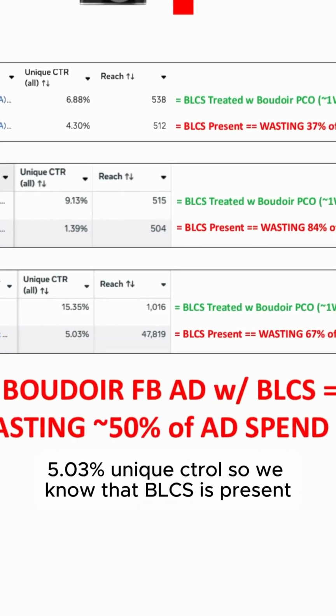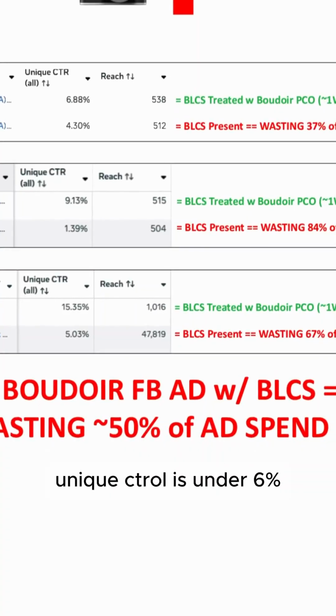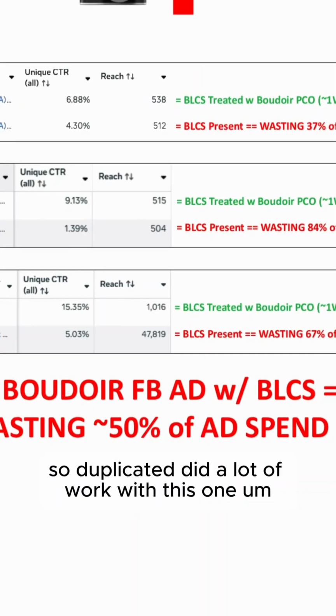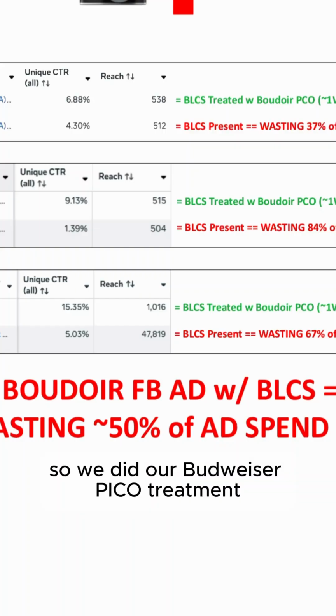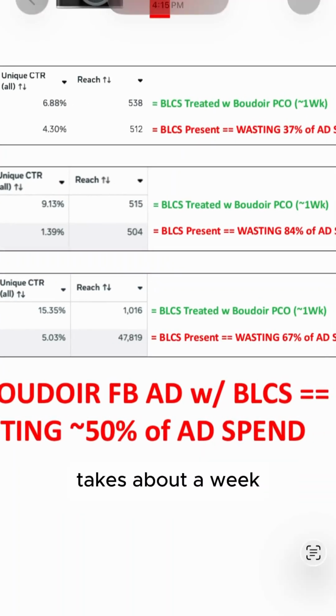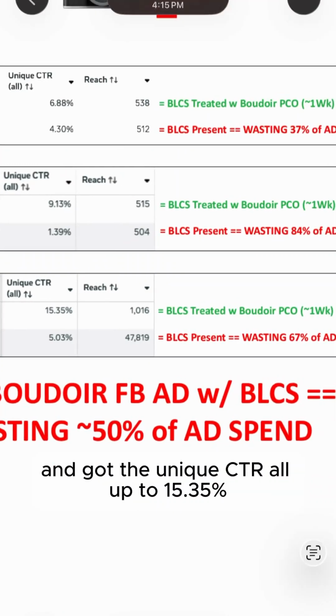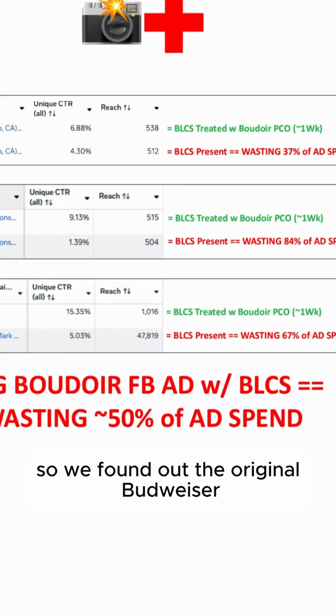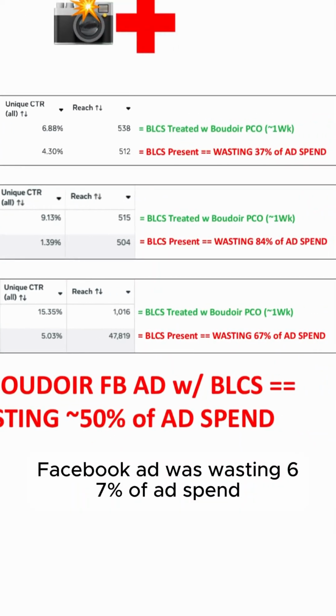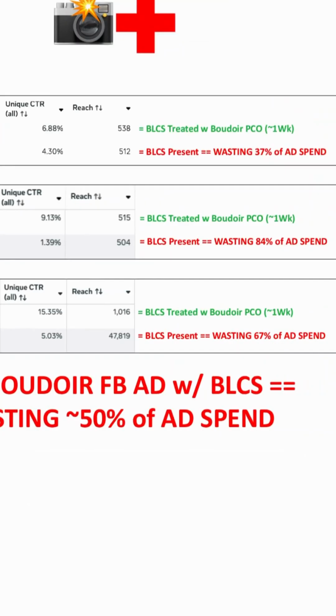Finally, had a patient, says Boudoir Facebook ad, 5.03% unique CTR. So we know that BLCS is present. Unique CTR is under 6%. So duplicated, did a lot of work with this one. So we did our Boudoir Pico treatment, takes about a week, and got the unique CTR all up to 15.35%. So we found out the original Boudoir Facebook ad was wasting 67% of ad spend.